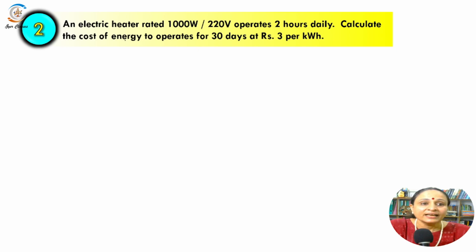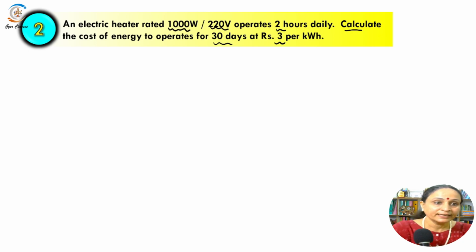चलो क्या है? Electrical heater is rated at 1000 watts, 220 volts, operated 2 hours daily. Calculate the cost of the energy which is operating for 30 days at the rate of 3 rupees per kilowatt hour.